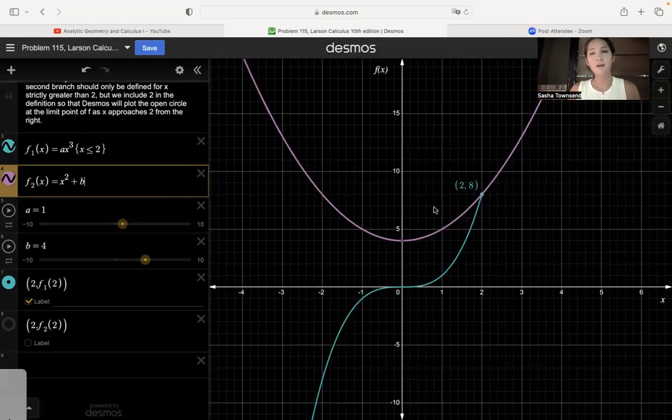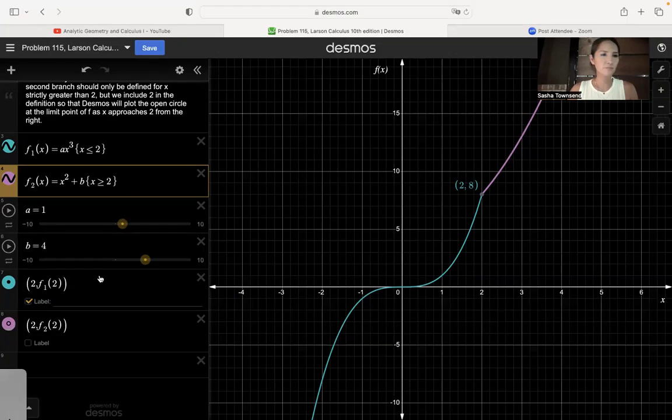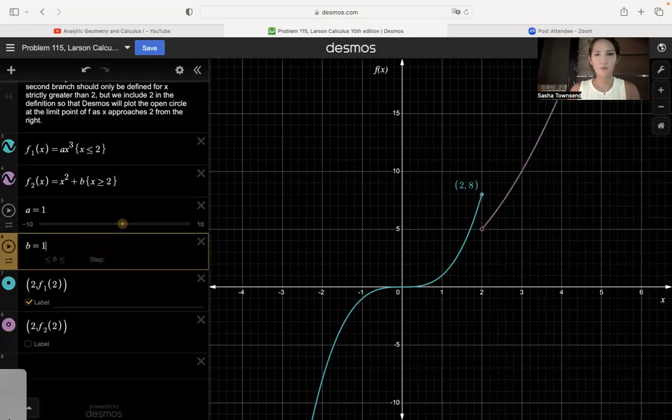Again, we're only interested in the part of the parabola to the right of 2, though. So we're going to say for all x values greater than 2, strictly greater than, typically, but we're going to write greater than or equal to so that we can plot an open circle at that point. So let's go back to b equals 1.